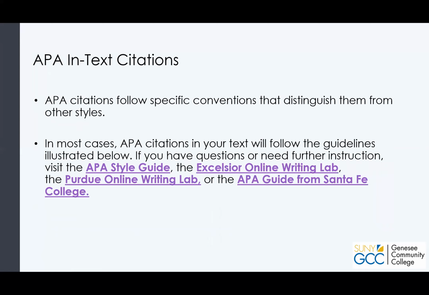APA also uses in-text citations like MLA does, but slightly differently. APA citations follow specific conventions that distinguish them from other styles. In most cases, APA citations in your text will follow the guidelines illustrated below. If you have questions or need further instructions, you should visit the APA Style Guide, the Excelsior Online Writing Lab, the Purdue Online Writing Lab, which I strongly recommend, or you can also Google the APA Guide from Santa Fe College.